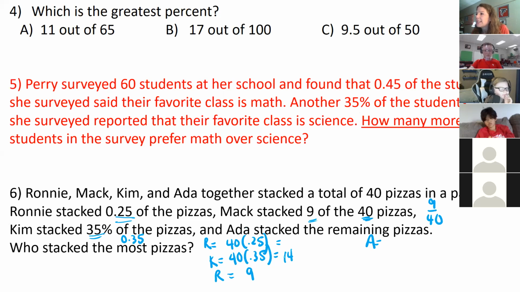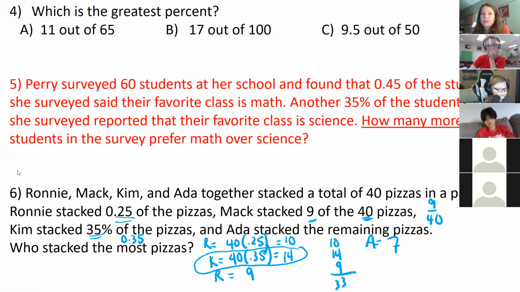How many did Ronnie stack? 10. So how many did Ada stack? What are we gonna do? Add up all these numbers? And then see how many are left, correct? So that would be 33. So Ada stacks 7. Do y'all agree with my numbers? And so ding, ding, ding, ding, ding. Kim is the winner. Good job, all you Kim people.